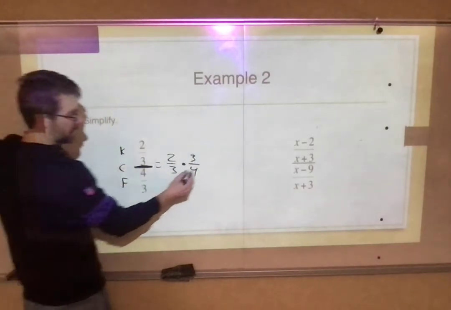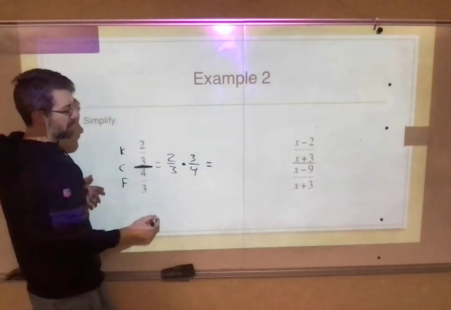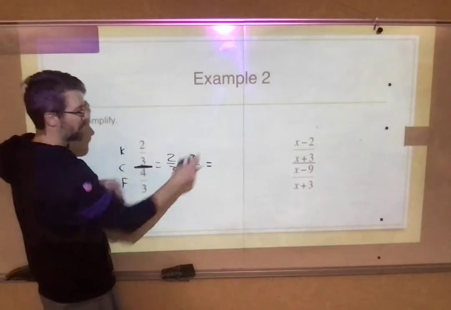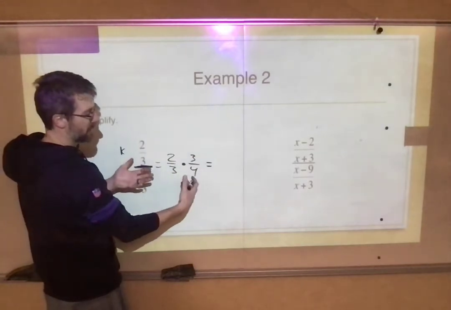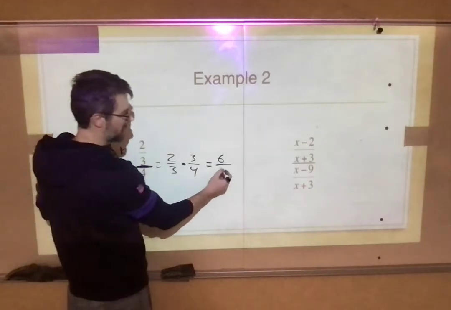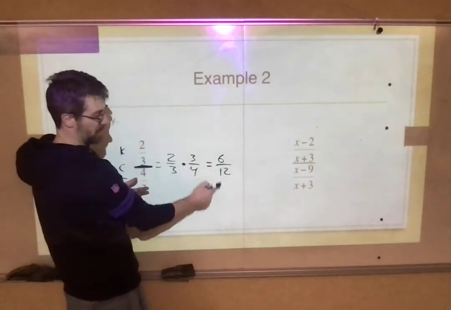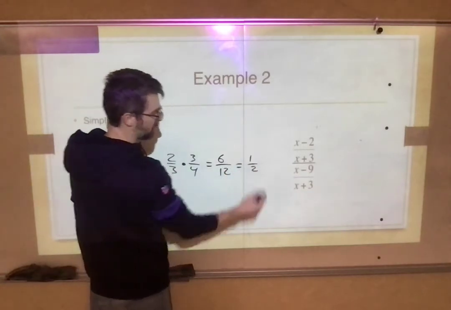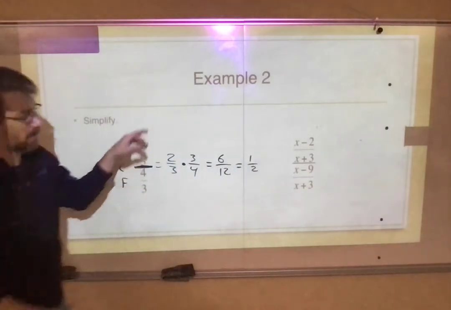3/4. Now if I multiply this together, we could actually cross cancel here, cross out the 3's, and it's going to be 2/4. We could also multiply them and then reduce it. So if I do 2 times 3, that's equal to 6. 3 times 4 is equal to 12. And then I just have to reduce my fractions. 6/12. Both of them are divisible by 6. It reduces to 1/2. All right.